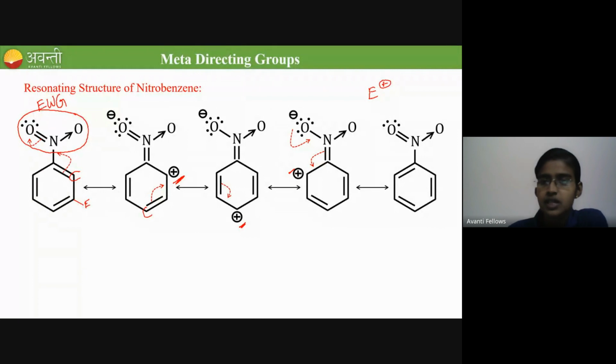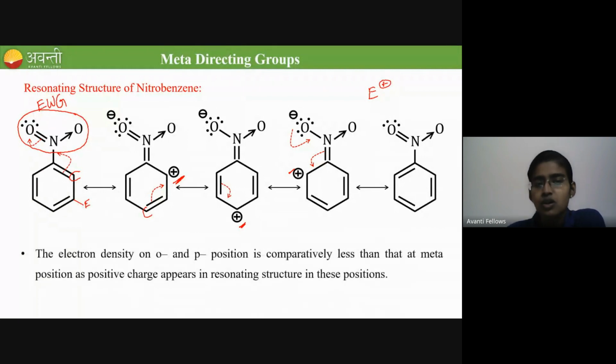Okay. So the electron density on ortho and para positions is comparatively less than that at meta, as positive charge appears in the resonating structure in these positions. So the electrophile goes to the meta position, which is comparatively more electron rich compared to ortho and para. Okay. So now the NO2 group is an electron withdrawing group, and we have discussed the thing with it.